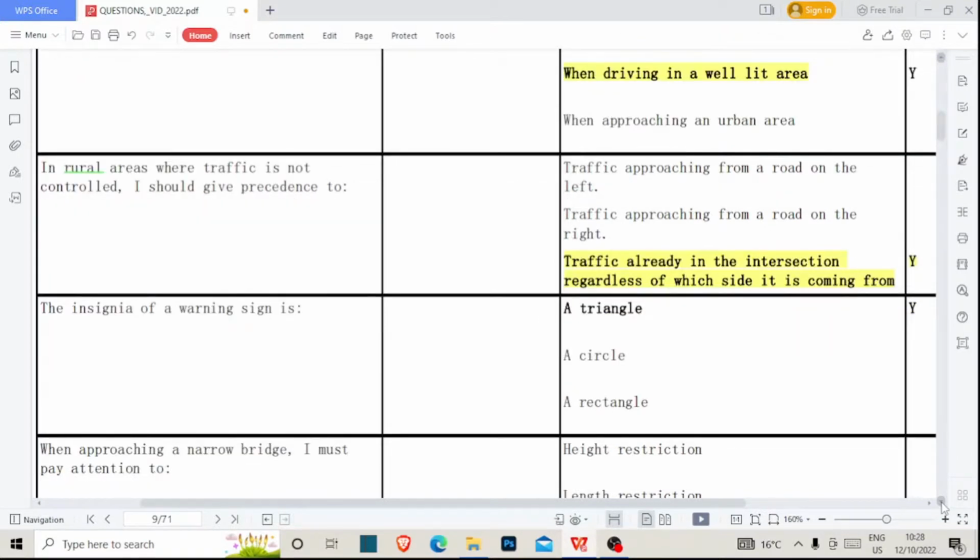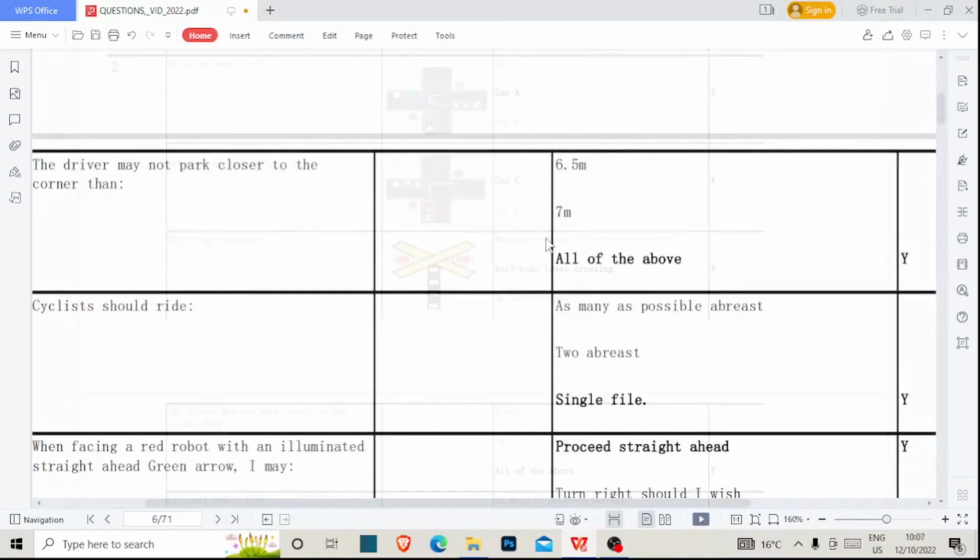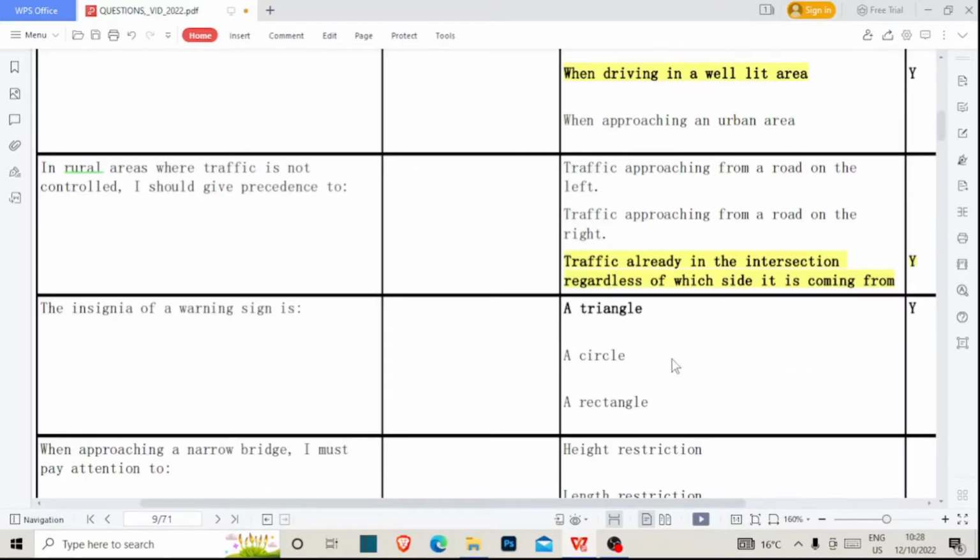Let's go to the next one. An insignia of a warning sign: is it a triangle, a circle, a rectangle? Well, we know that a rectangle is informative, a circle is mandatory or regulatory, and a triangle is danger warning. So that's our correct answer here.